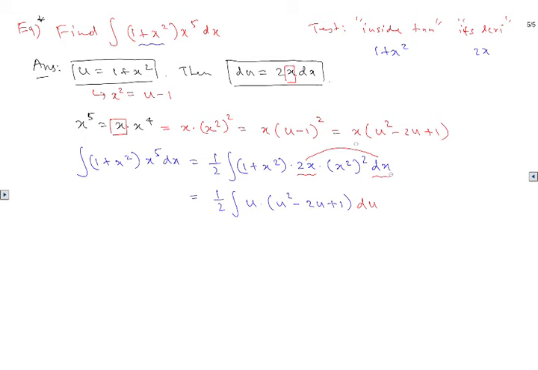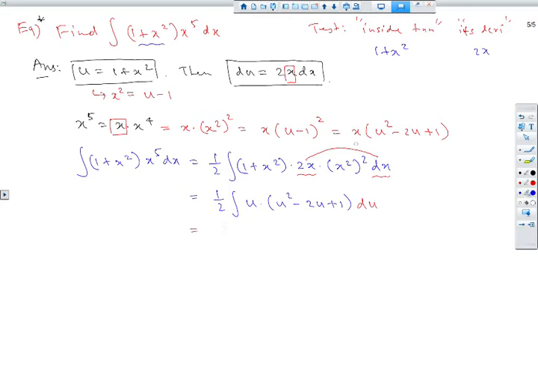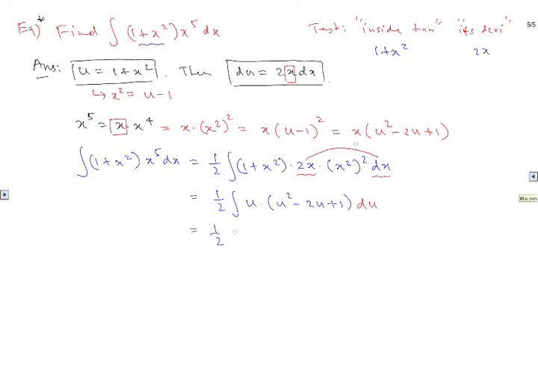Okay, and then what we can do is distribute. So let's distribute. If you distribute, you get u cubed minus 2u squared plus u, and then du. Now you do term by term. So if you do term by term, you get u to the 4th over 4 minus 2/3 u cubed plus u squared over 2 plus C, only one C.